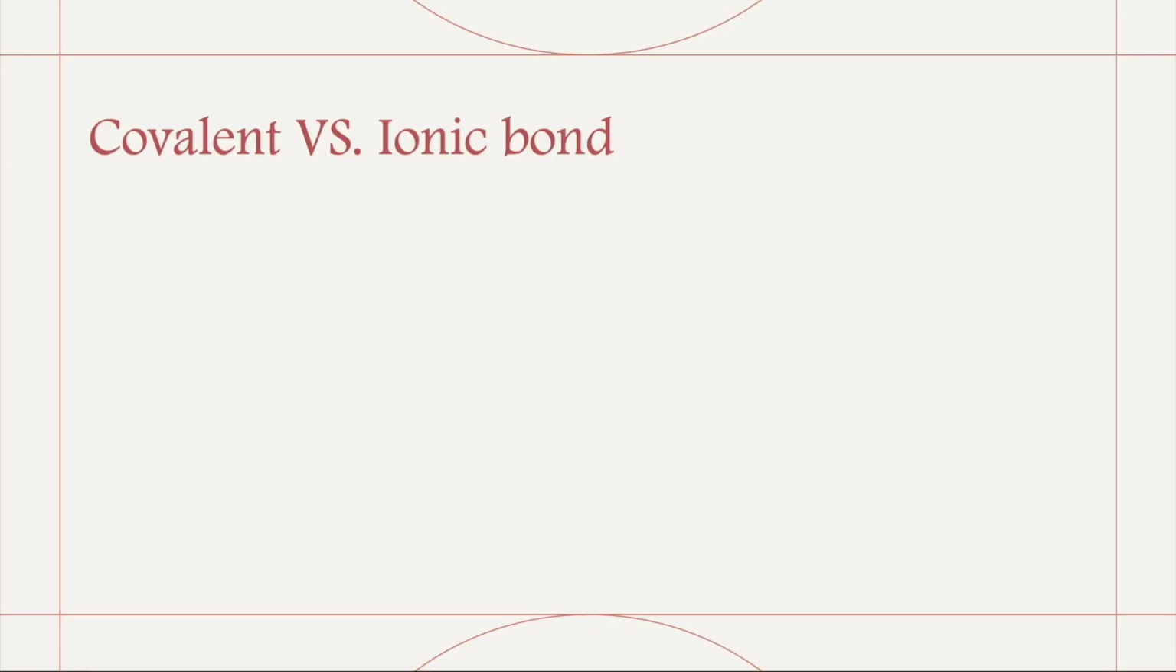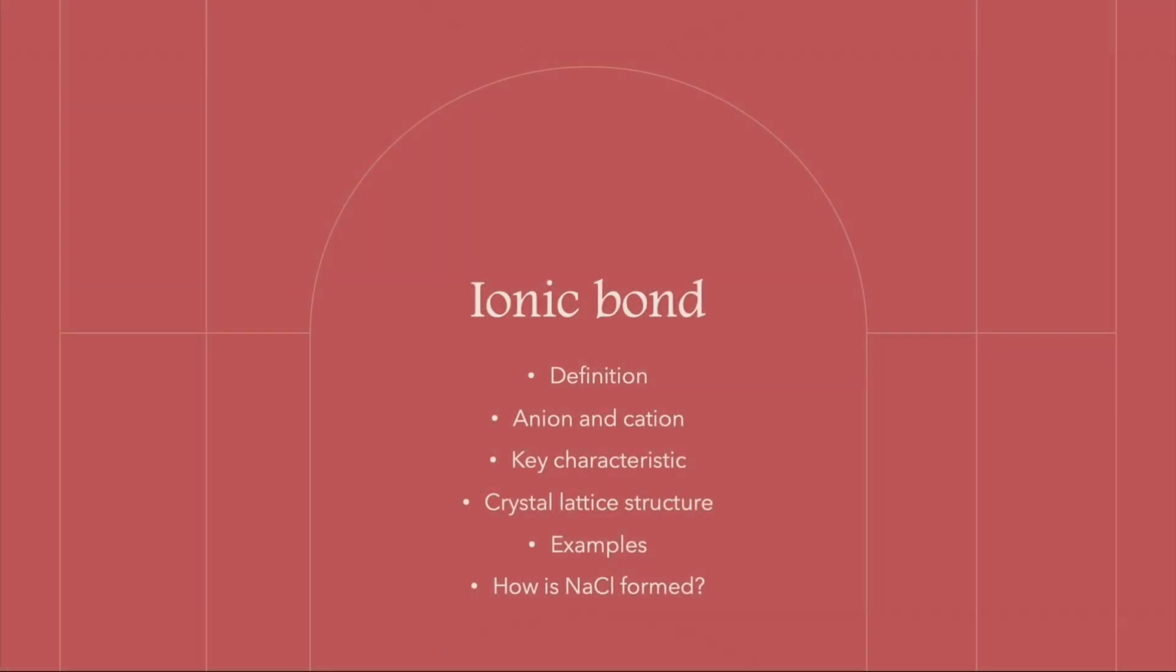The sodium ion, which is positively charged, and the chloride ion, which is negatively charged, are strongly attracted to each other due to their opposite charges. This forms the ionic bond, creating sodium chloride or table salt. We also have ionic bonds in magnesium chloride or MgCl2 and calcium fluoride or CaF2.